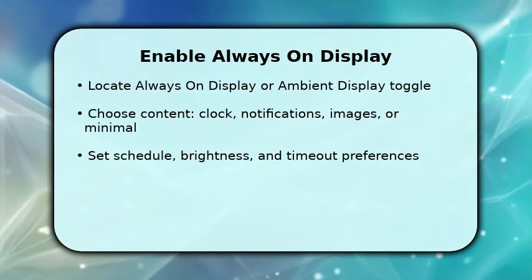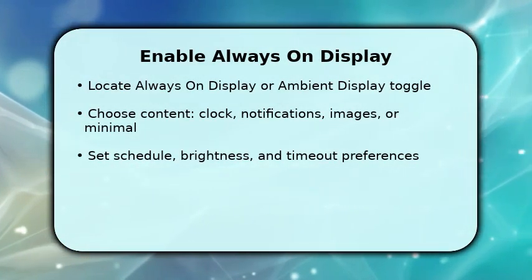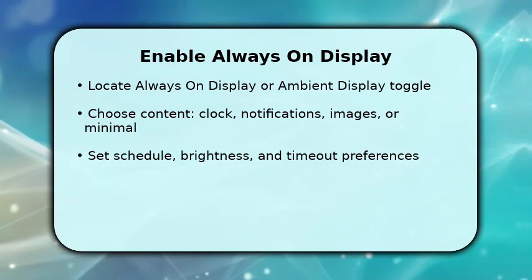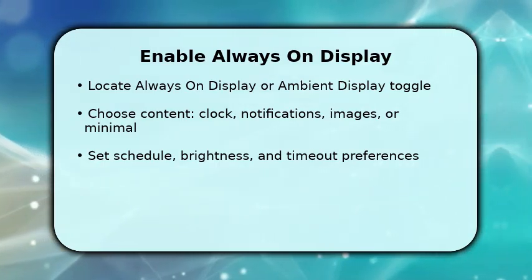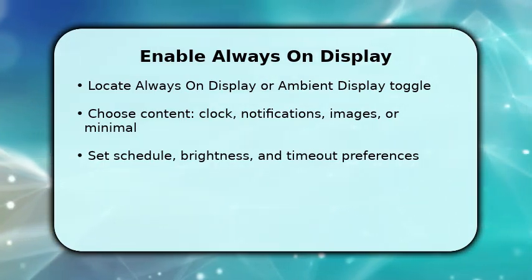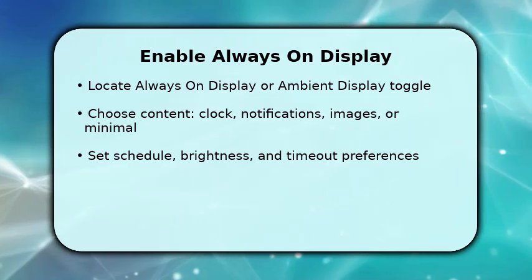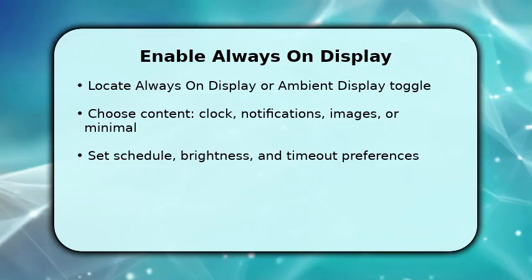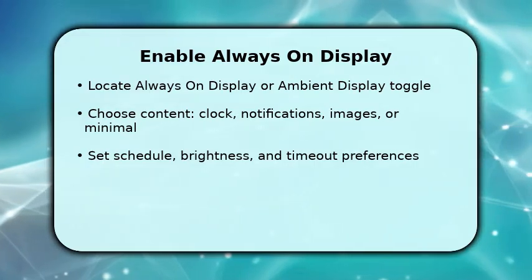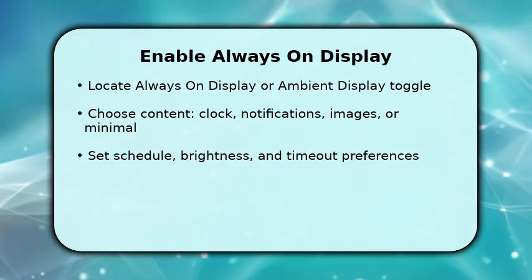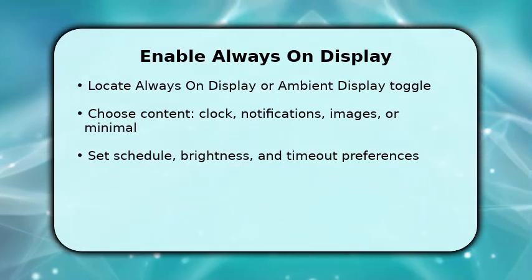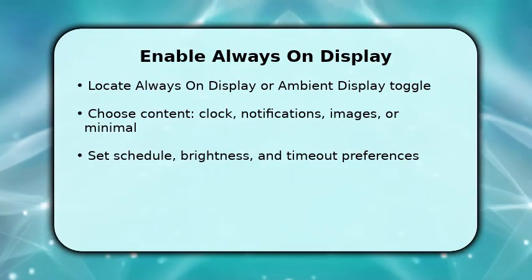Now find the Always on Display or Ambient Display option and flip the toggle on. You're enabling a persistent, low-power screen state. Choose what you want shown, clock, notifications, or a minimal image, because simpler content uses less power and reduces burn-in risk. Next, set a schedule or choose Always On, adjust brightness down, and pick a timeout or lift-to-wake interaction. These choices balance visibility with battery life, so pick the compromise you prefer.